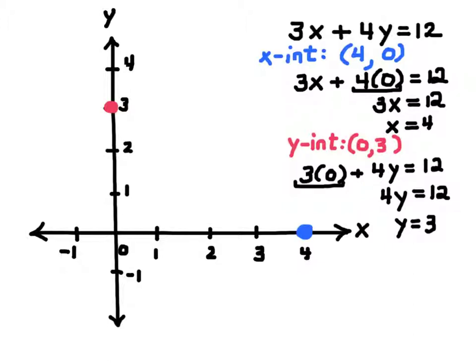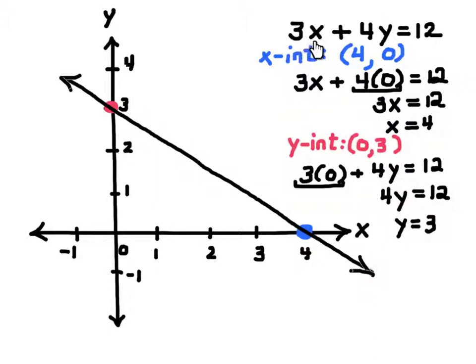Let's connect those points. So I'm going to start up here, go through the 3, come down, go through the 4. This is freehand here. So here is our line, and this is the line 3x plus 4y equals 12.